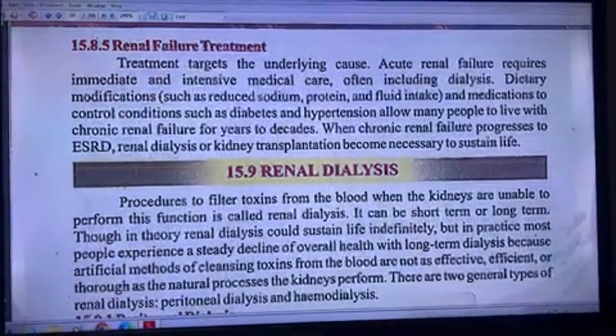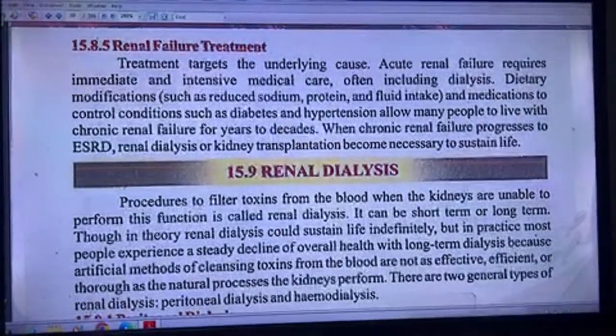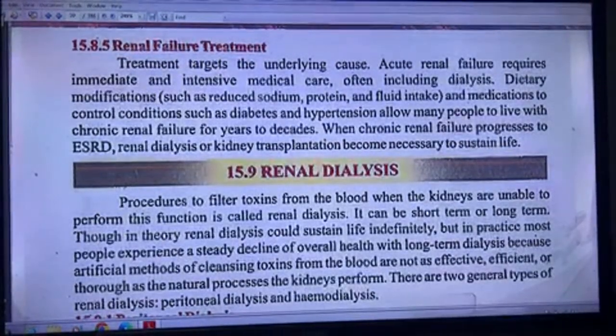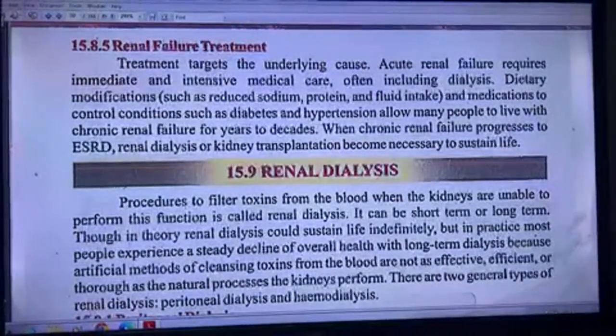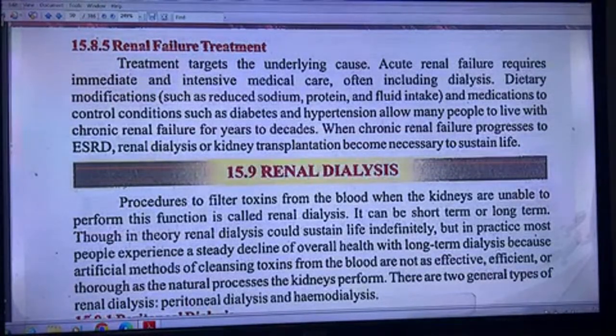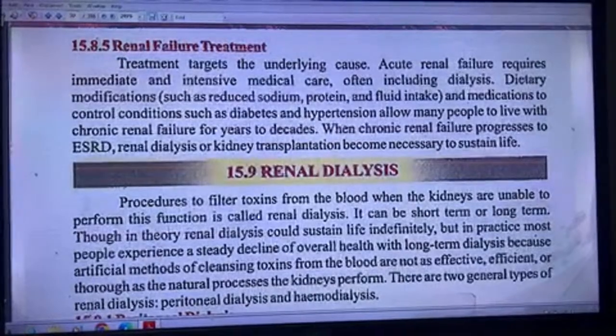Renal failure treatment. Treatment targets the underlying causes. Acute renal failure requires immediate and intensive medical care, often including dialysis, dietary modifications such as reduced sodium, protein, and fluid intake, and medication to control conditions such as diabetes and hypertension, allowing many people to live with chronic renal failure for years to decades. When chronic renal failure progresses to ESRD, renal dialysis or kidney transplantation become necessary to sustain life.